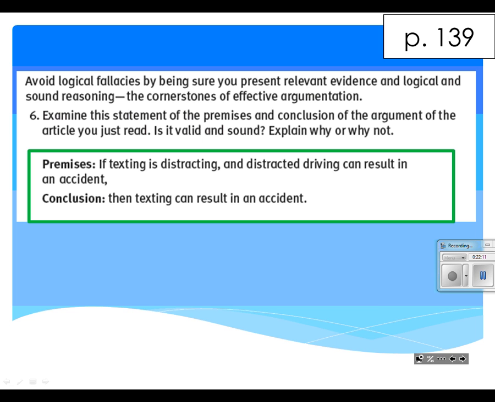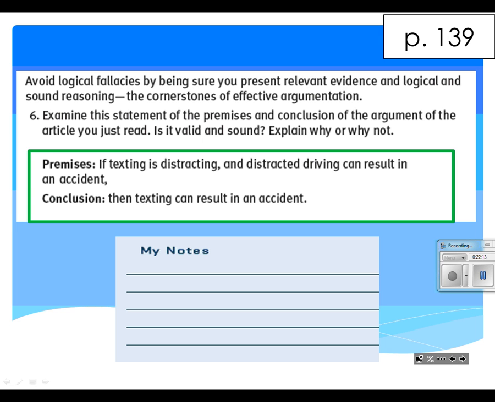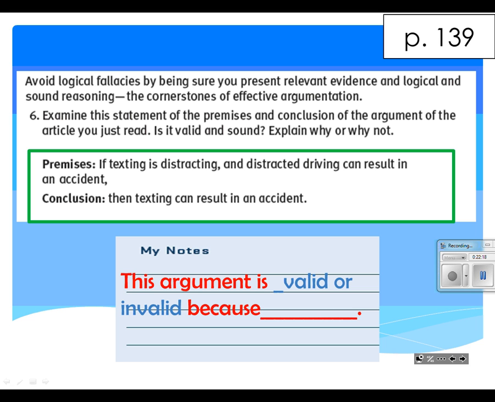All right. Now, in the My Notes column to the right on page 139, here's a sentence frame for you to use. You need to state whether you believe this argument is valid, true, or invalid, false, and why. All right, take about a minute and a half. Again, talk it out. There's nothing wrong with doing that.